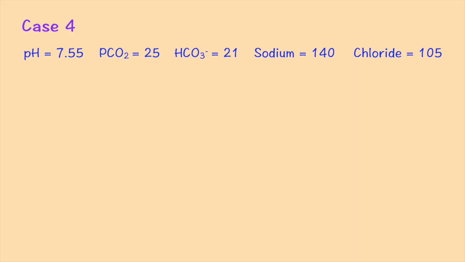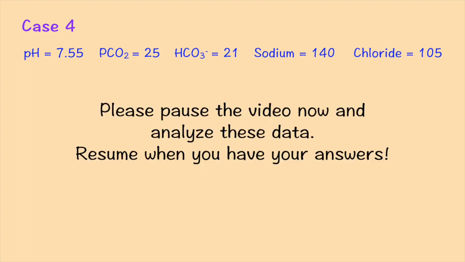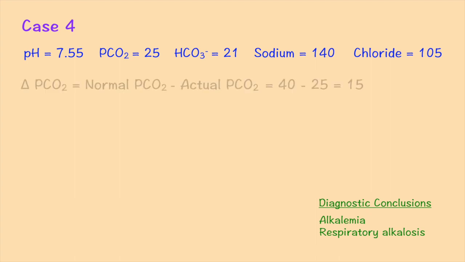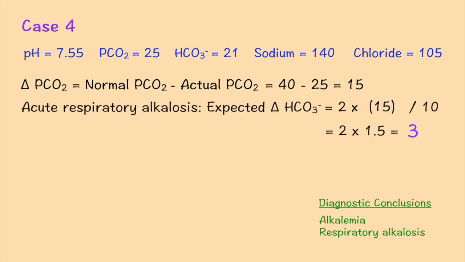Case number 4. pH 7.55, PCO2 25, bicarbonate 21, sodium 140, chloride 105. This again is alkalemia I believe you all will know. It's from hyperventilation, since the keys have gotten low. The CO2 is 15 down from where it ought to be. Is the change acute or chronic? Let us do the math and see. The bicarb drop acutely should be 1.5 times 2. That's exactly what we have here. There's no way to misconstrue.